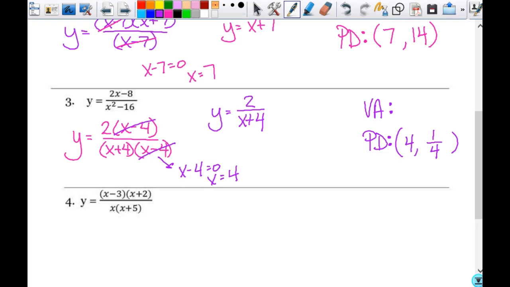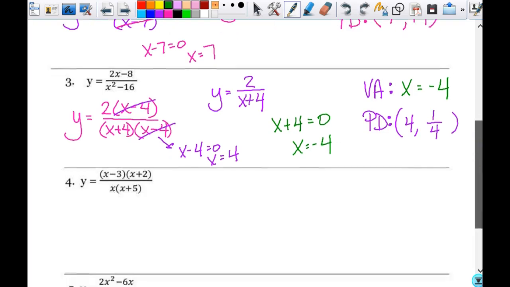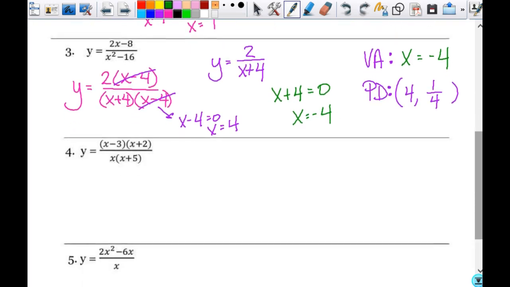Now that I've got all that canceled out and I'm here, do I have a factor that's unique to the denominator? Yes, I do. It is x plus 4. So now I take this x plus 4, which is not going anywhere. I set it equal to 0. Now I get x equals negative 4. That is my vertical asymptote. The line x equals negative 4. Okay? Everybody okay with that? Any questions? Okay. You do this one on your own. Give you a minute to do that one.